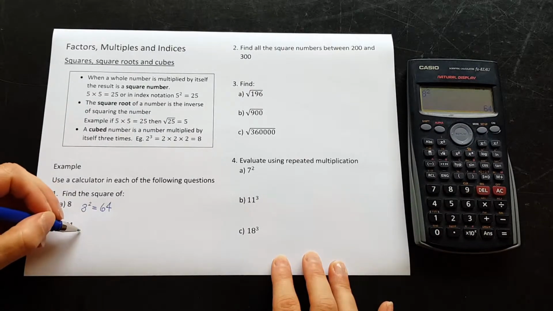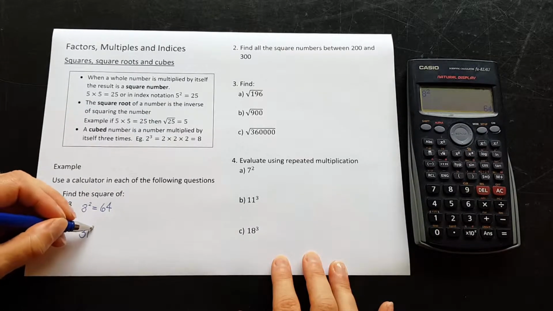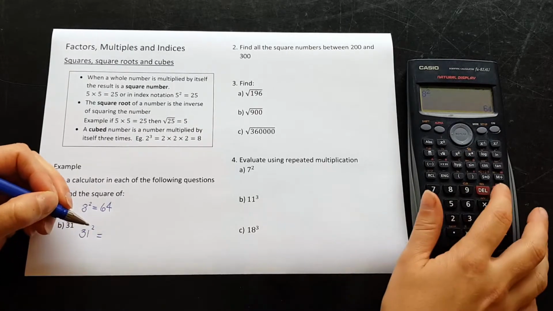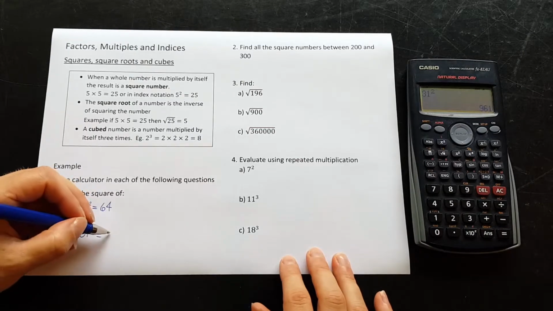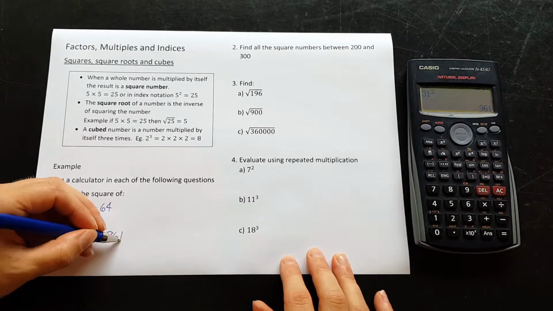Next, find the square of 31. So 31 squared is equal to 31 with the little squared button, equals 961.